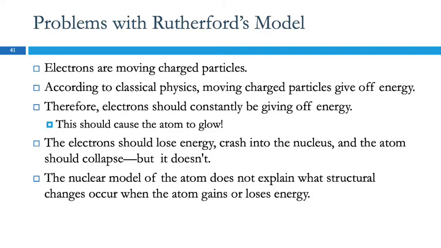And the nuclear model also gives us no insight into what happens when atoms gain or lose energy. So we just saw these lamps. You pass electric current through mercury gas, and it glows. It gives off light. What's causing that?